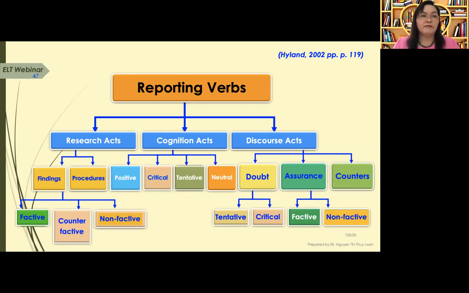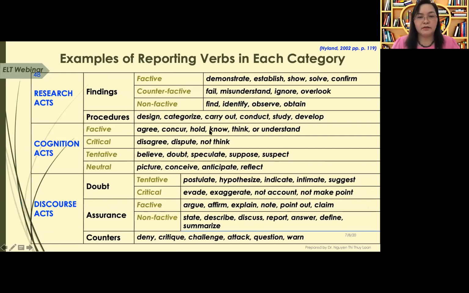This means that you do not show your clear position in the literatures. Okay, it is not effective if you use a lot of neutral reporting verbs in your writing, because the purpose of writing a literature review is to support your argument. So it means that you need to use more factive and counterfactual reporting verbs. Okay, so now Hyland also shows the list of the reporting verbs for each group. You can have a look at it later.